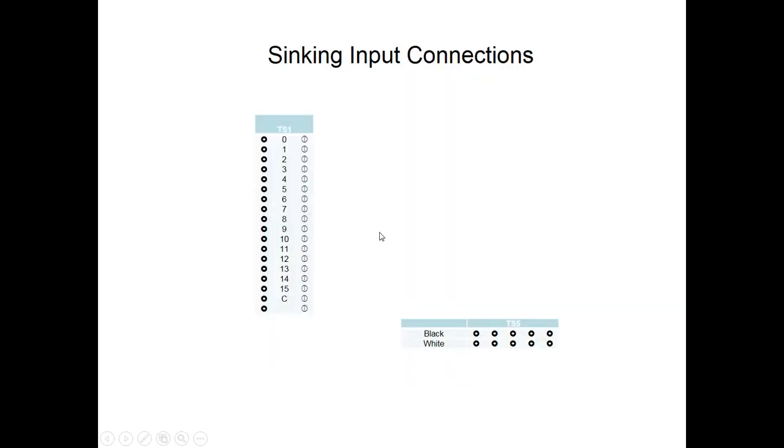Okay, so here, if I have my input card, remember it's common, it's sunk. So this common here is going to go to white. The push button would come off of, let's say, 0, for example, and then it would go to black. And that would be my current loop. It shows you in the lab, and that's what we did in the example.